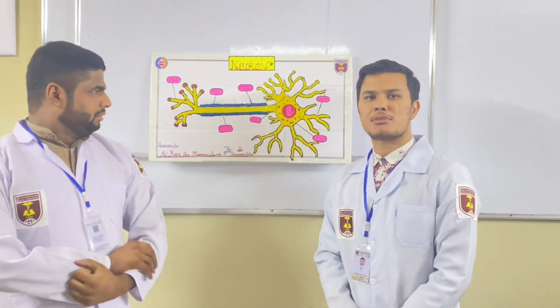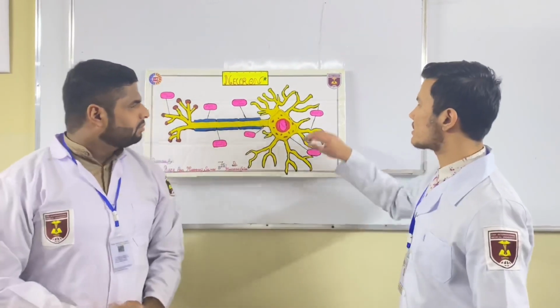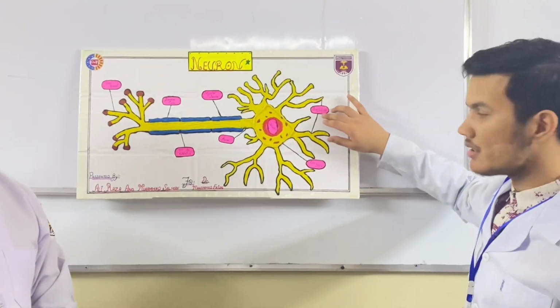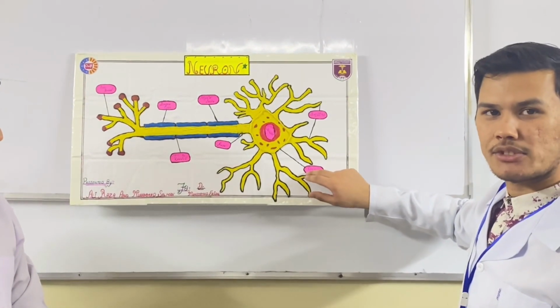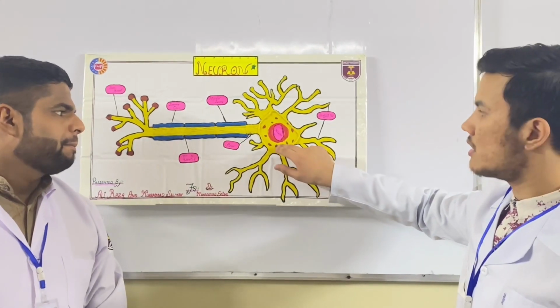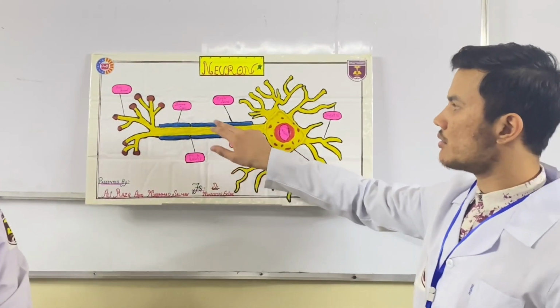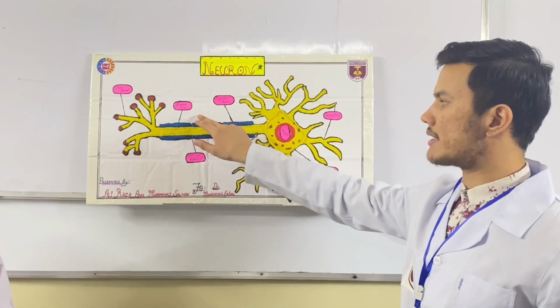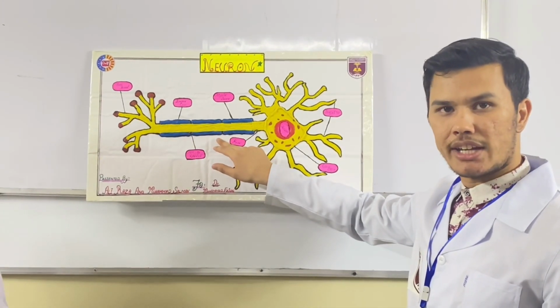And if we talk about the composition of the neuron, basically the neuron consists of the dendrites, the cell body, which is also called the soma, the nucleus, the axon, and also the myelin sheath or Schwann cells which are present on the axon.